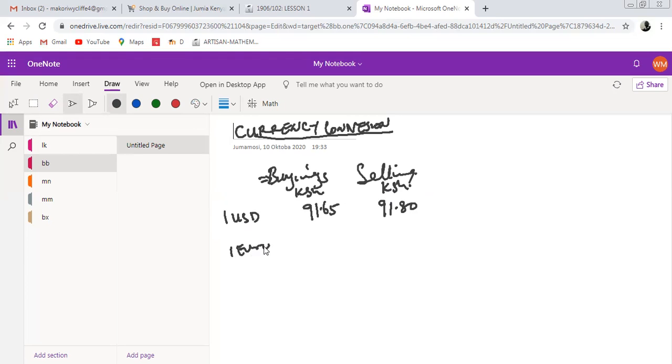One euro was being sold at 103.75 and being sold at 103.93. Now, this is the question. The person had 1 million Kenyan shillings and was heading to US. So in that case, he converted the local currency, which is Kenyan, to USDs. So you need to ask yourself, the person had shillings and now wants to get the USDs here.